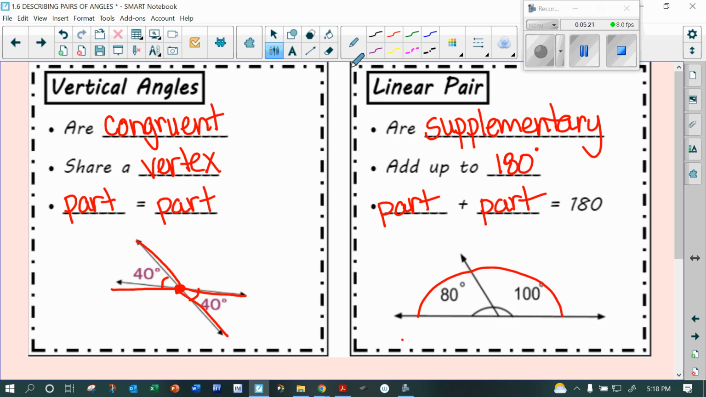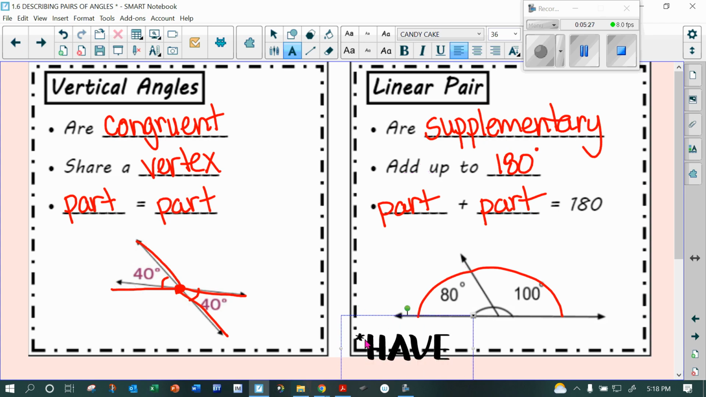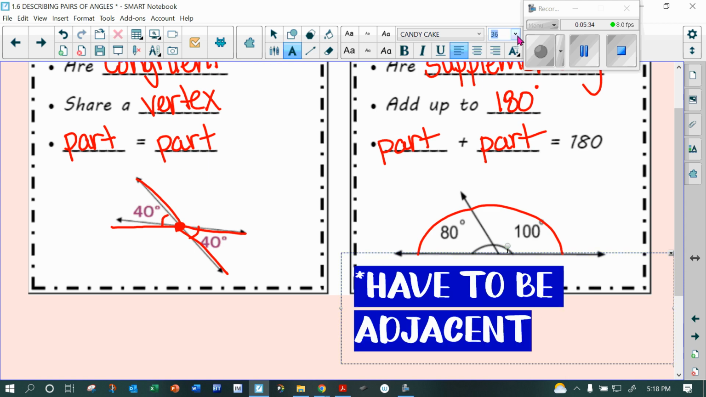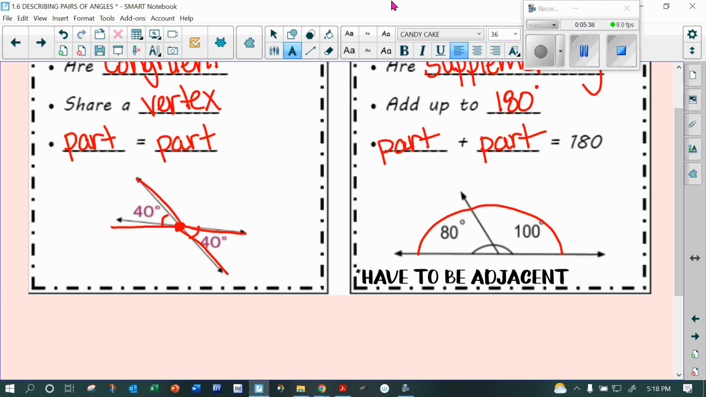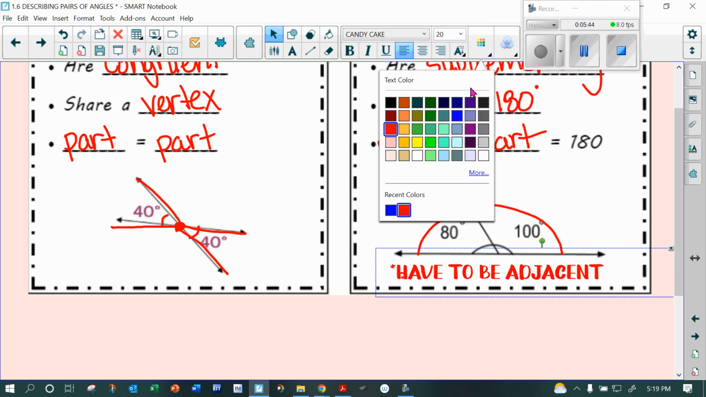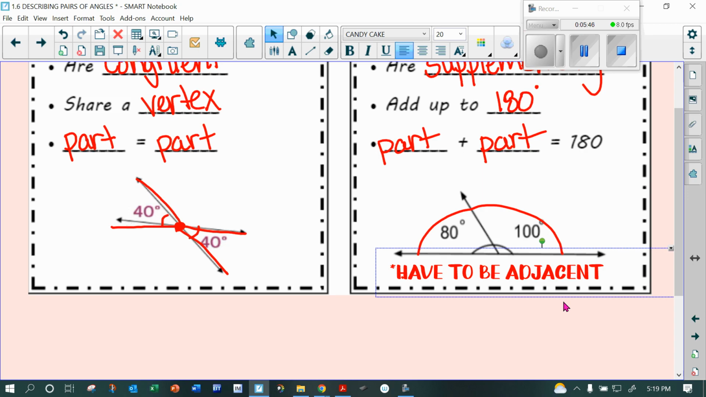So I'm going to make a little note down here. So I'm going to put a star, have to be adjacent. And let me make that a little bit smaller so that it fits. So they have to be adjacent. And let's change that color to be important. So they have to be adjacent.